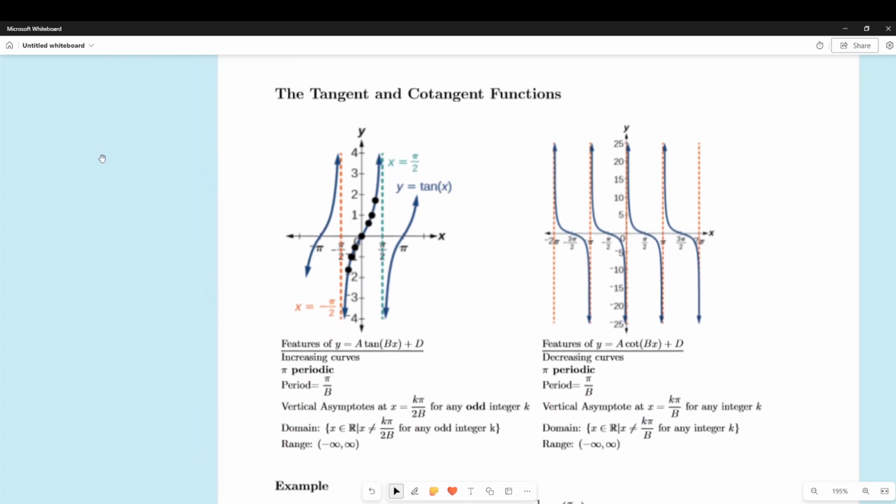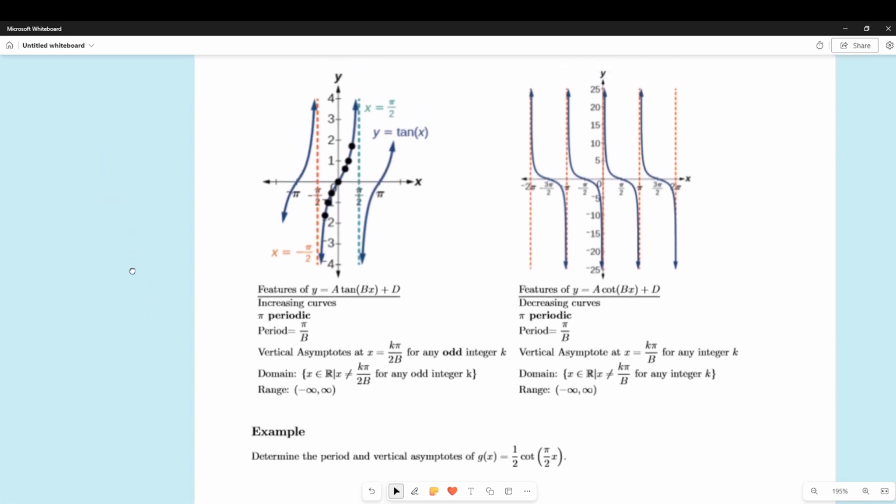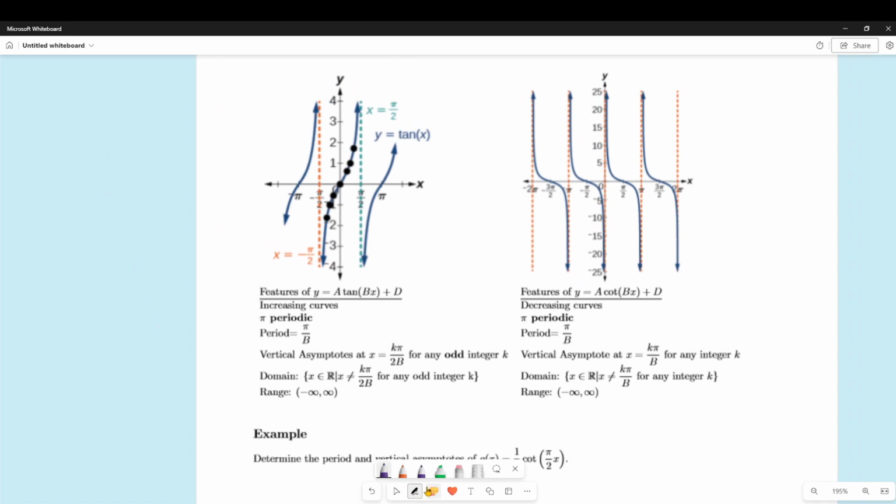Tangent and cotangent are a little different, as you can see. The major difference is that the basic period isn't 2 pi anymore. The basic period for both tangent and cotangent is pi. And you can see that happen. It goes through that one wave, that one oscillation between negative pi over 2 and pi over 2 in 1 pi.